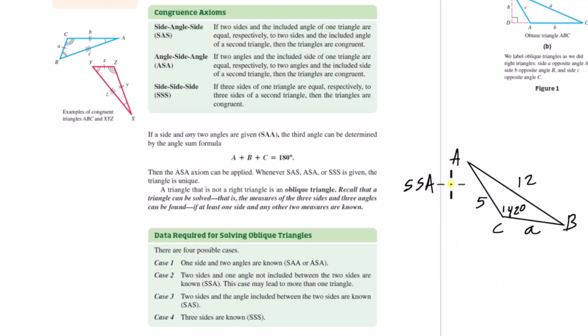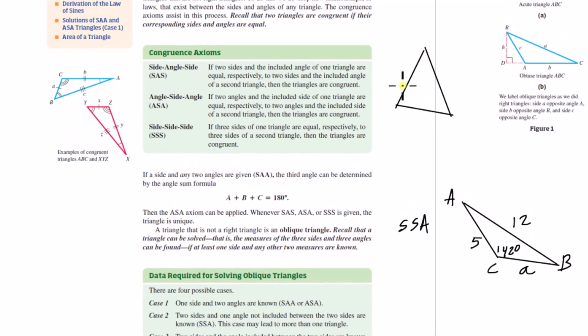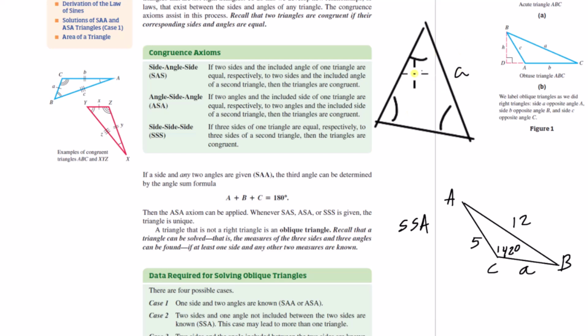It is ambiguous, but it's not like the more typical situation where, if you don't have a congruence axiom satisfied, there's an infinite number of possibilities, so it makes no sense to solve it. Like if you were given the three angles, you can make similar triangles of any size that all have the same three angles, right? I could scale this triangle up and down. I'm not changing the three angles, but there's an infinite number of possibilities for these lengths. So you can't solve the triangle.